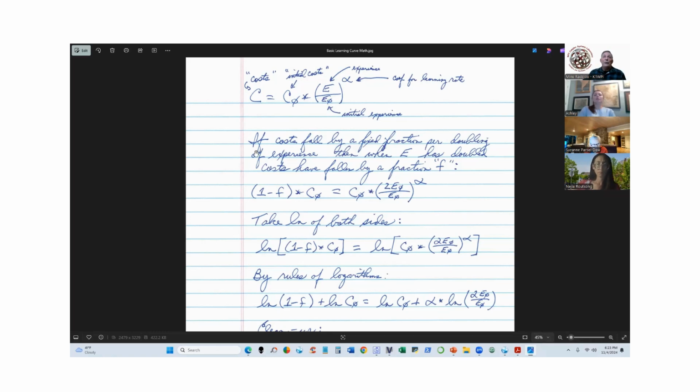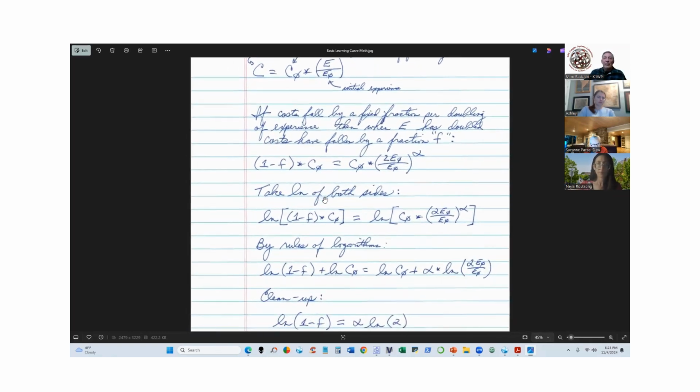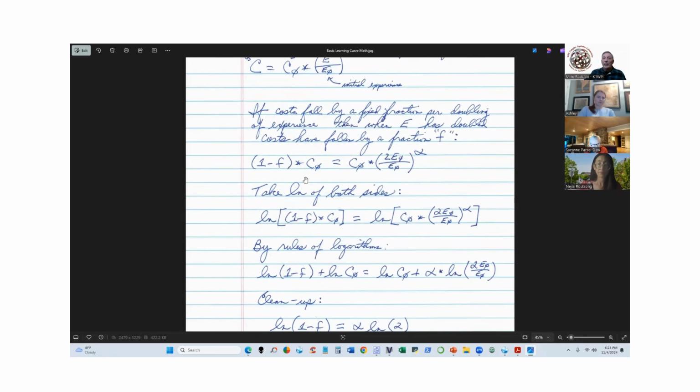All right, there are a few assumptions typically made here. Costs fall by a fixed fraction per doubling of experience. So every time I double my experience, the costs of making the thing fall by a fixed amount. That's an assumption, right? Then when E has doubled, costs have fallen by the fraction F. So we're doubling experience here, and the cost becomes cost minus fraction times cost, so a 2 on the left-hand side of the equal sign is related to 1 minus F times C.